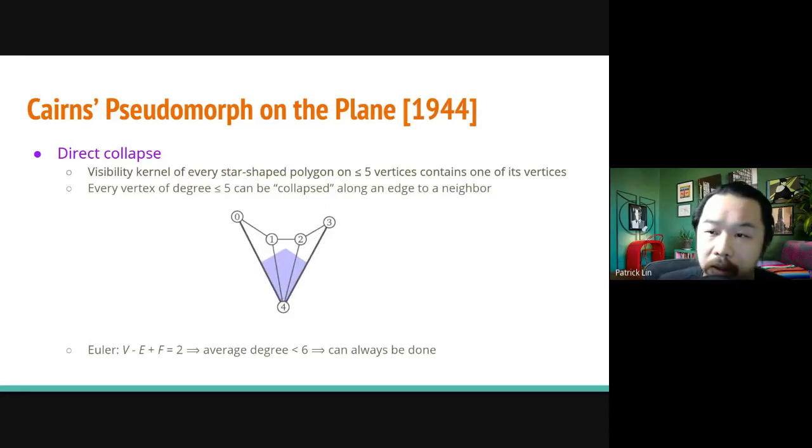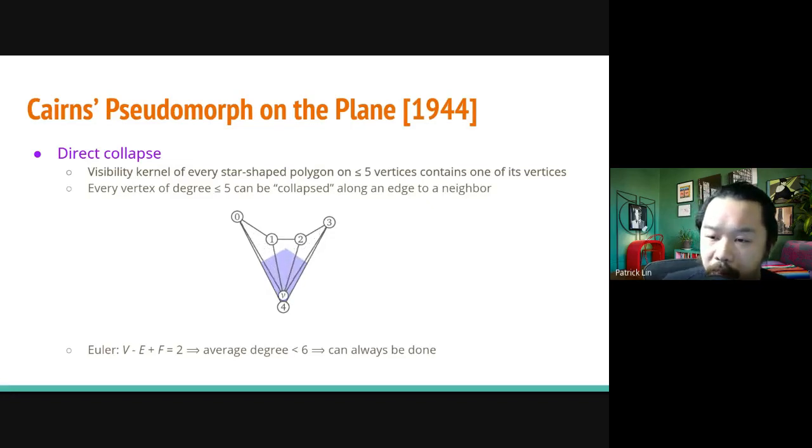And I'm going to go back to 1944 with the first sort of useful result in this space, which wasn't even a computer science result, it was a mathematical result. And Cairns here was interested in proving existence of these straight line morphs between two planar graph embeddings. And he actually got really close to an actual algorithm. He stopped just short of it. And the technique that Cairns came up with was this thing I'm going to call direct collapse.